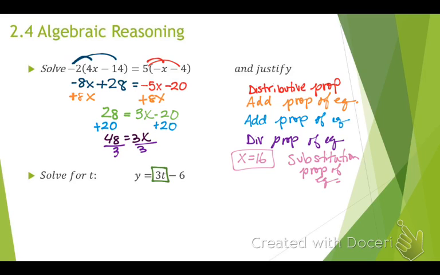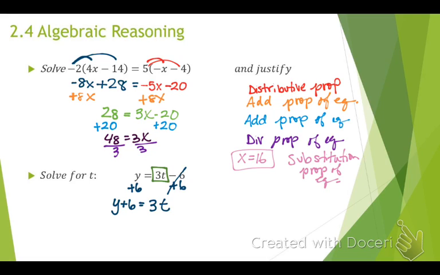What is on the same side as 3t? Negative 6. How do we move that negative 6? Can I add a letter and a number like that? No. So what do I do? Y plus 6. Yeah, you write them next to each other. Equals 3t. Now do I have 3t by itself? Yes, now I need to get t by itself.